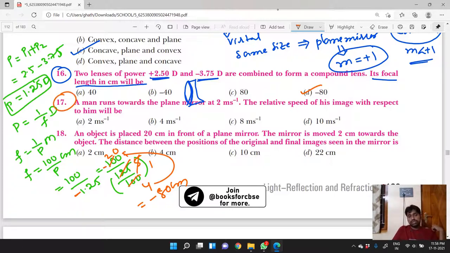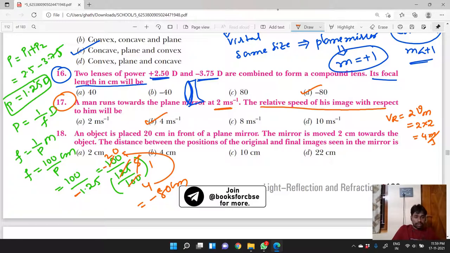Next, 17th question. This is a rare question you can find. A man runs towards a plane mirror with 2 meter per second. Relative speed of his image with respect to the man is directly you can write. As the object is going with 2 meter per second, image also will come with 2 meter per second, and both are in opposite directions. Relative speed will become v relative is equal to 2 into v, that is speed of the man. So that is 2 into 2 is 4 meter per second. So answer is 4 meter per second.